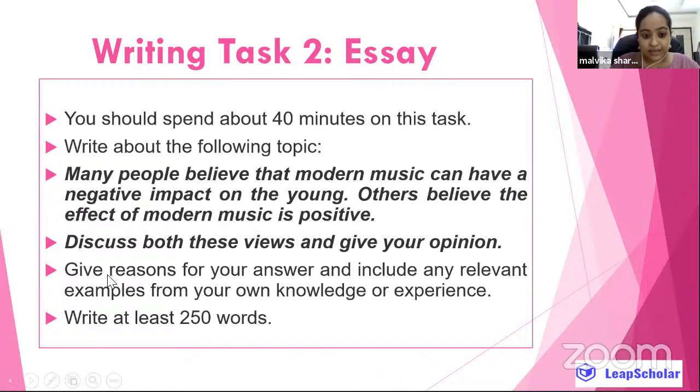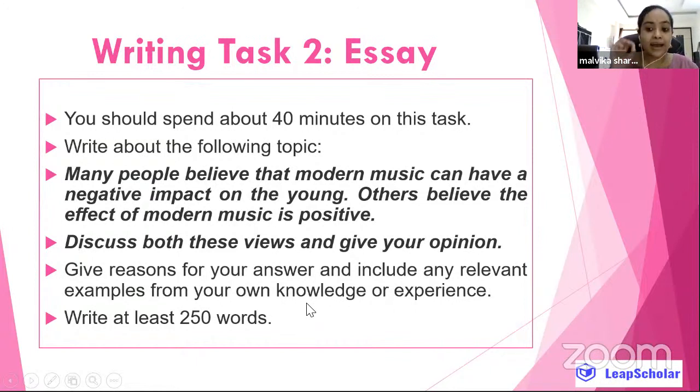Now, the question says, give reasons for your answer. If we are just generally writing that this is there and that is there, that is not going to be a substantial essay. When we have to present something concrete, we need to support it. We need to support our arguments with examples, with reasons. That is the reason the question demands you to include relevant examples from your own knowledge or experience.